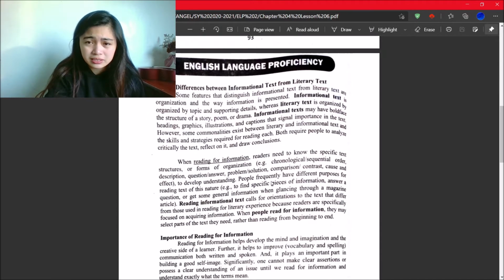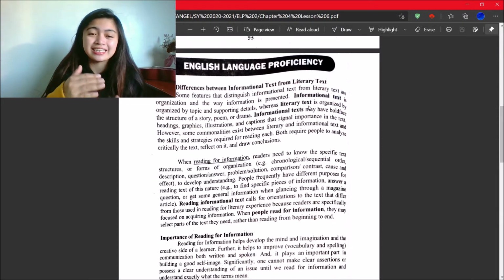So, informational text is organized by topic and supporting details. Yan yung may mga headings, graphics, illustrations, captions that signal importance in the text. While literary text is organized by the structure of a story, poem, or drama. However, some commonalities exist between literary and informational text: the skills they both require people to analyze critically the text, reflect on it, and draw conclusions.